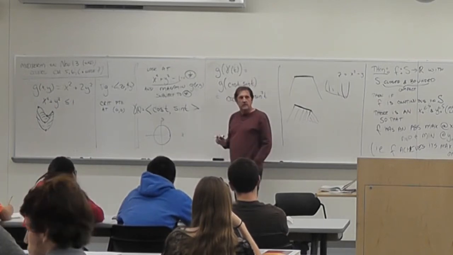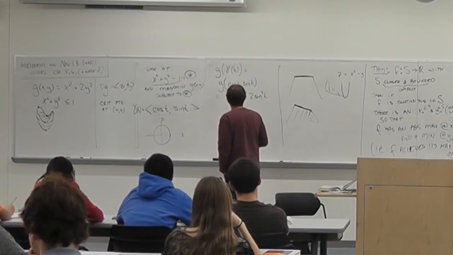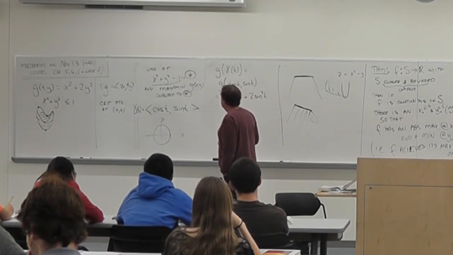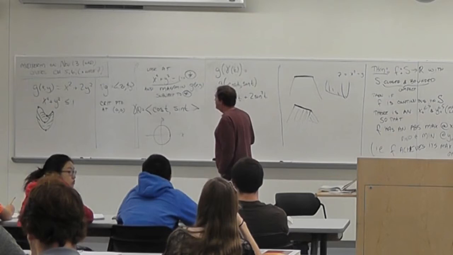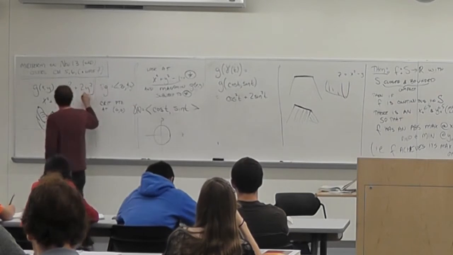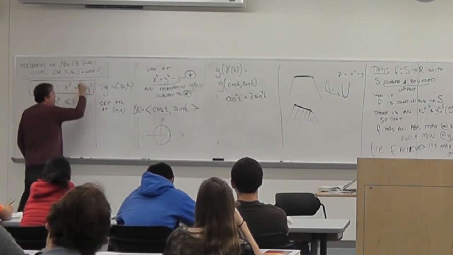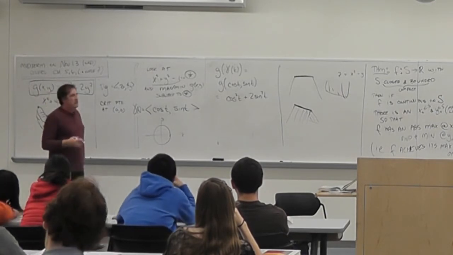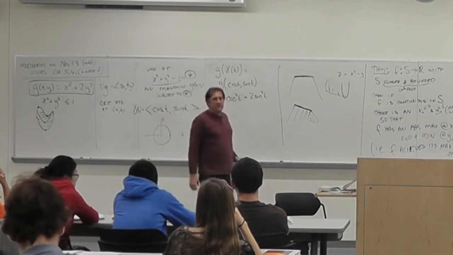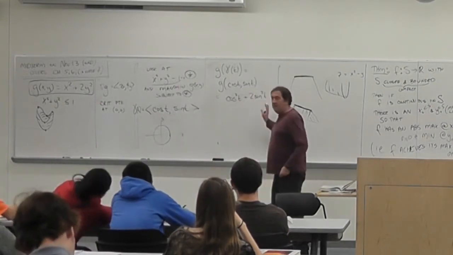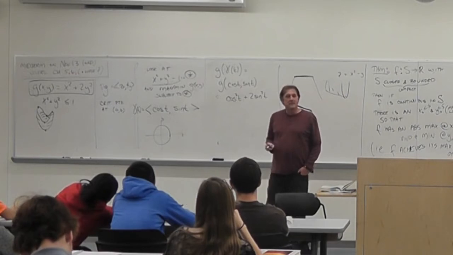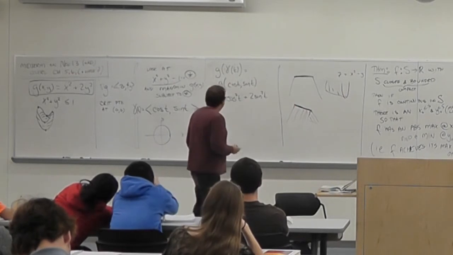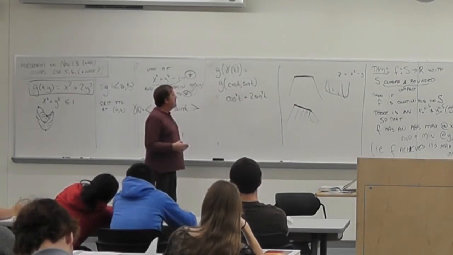Isn't it just 1 plus sine squared? Oh, my function g is this. Yeah, he's simplifying: 1 minus cosine squared t equals sine squared, and then you simplify. Yeah, I could do that too. Whatever. Maybe it'll simplify, maybe it won't. I don't care. This is good enough for me.